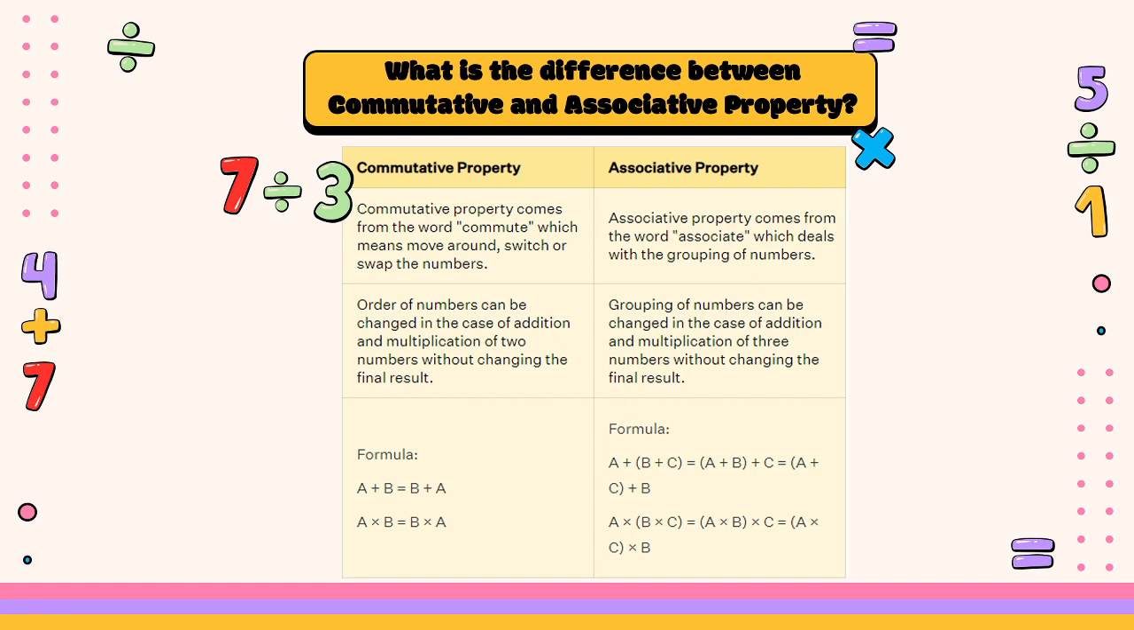So, the order of numbers can be changed in the case of addition and multiplication of two numbers without changing the final result in commutative property. While in associative property, the grouping of numbers can be changed in the case of addition and multiplication of three numbers without changing the final result. And these are the formulas.